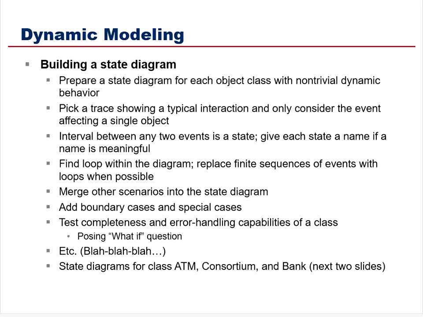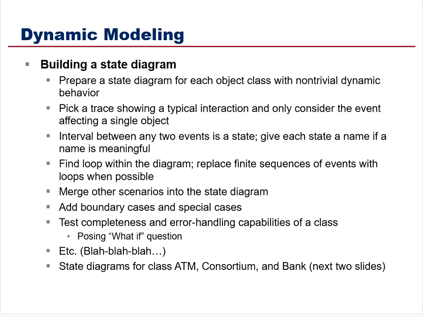Now see the next one, that we have to build a state diagram. After this, we have to prepare a state diagram for each object class with non-trivial dynamic behavior. In this we have to pick a trace showing a typical interaction, and only consider the events affecting the single object. The interval between two events is a state, and we give each state a name if the name is meaningful, right? Then we find loops within the diagram and replace finite sequences of events with loops whenever possible. We have to merge the other scenarios into the state diagram, and add the boundary cases and special cases there.